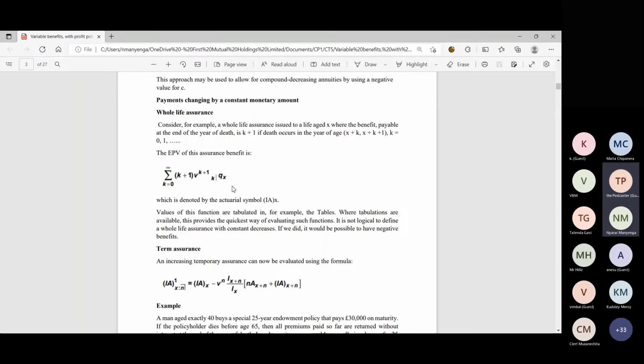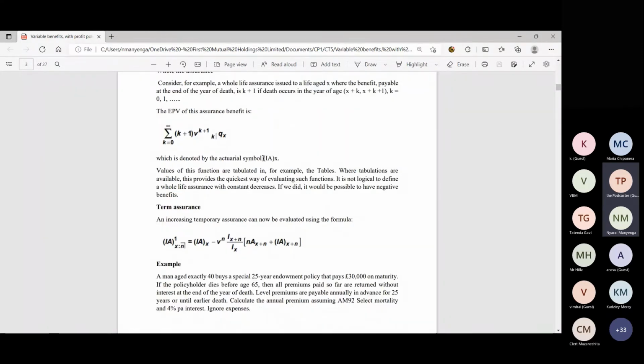So this is just denoted by an actuarial symbol, capital letters I and A, for a life aged x. You find that in your actuarial tables, the values for this actuarial function are given, and just looking up this function in the table is the quickest way of evaluating it.